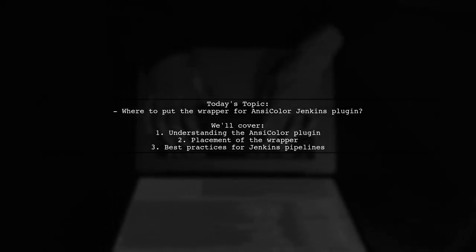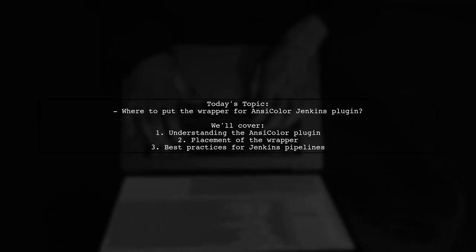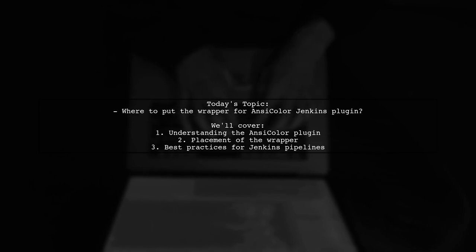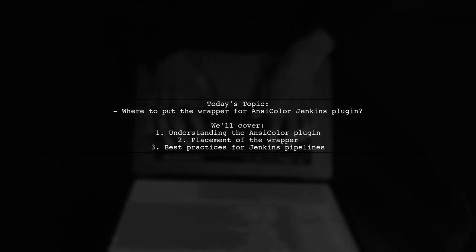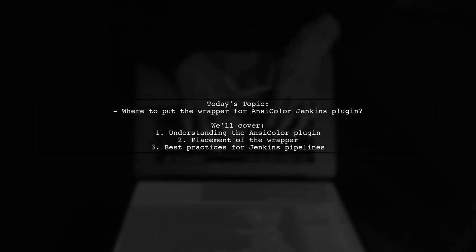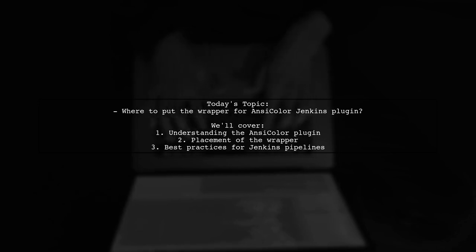Today, we're tackling a question that many developers encounter when working with Jenkins pipelines. Our viewer is unsure about where to place the wrapper for the AnsiColor Jenkins plugin in a declarative pipeline. Let's break it down together.